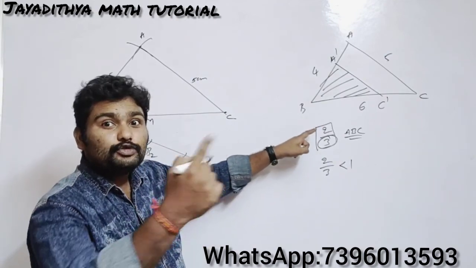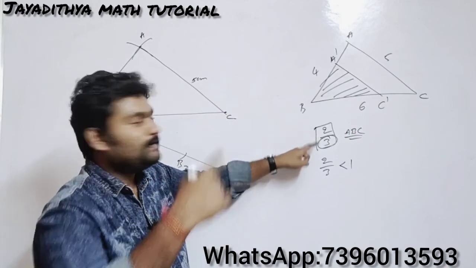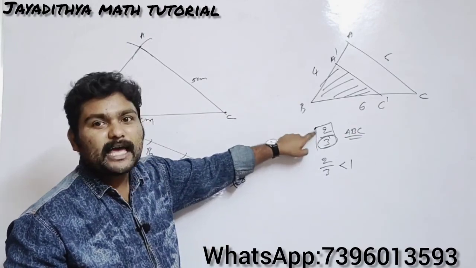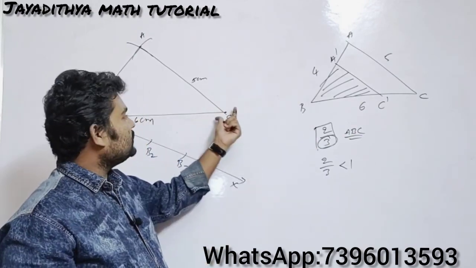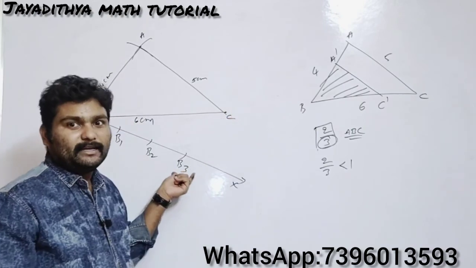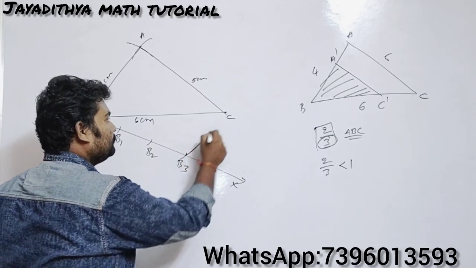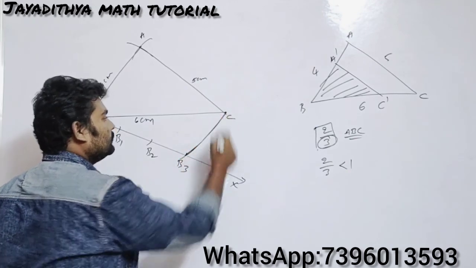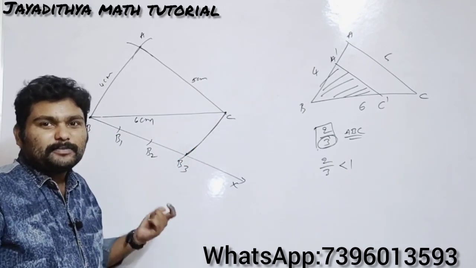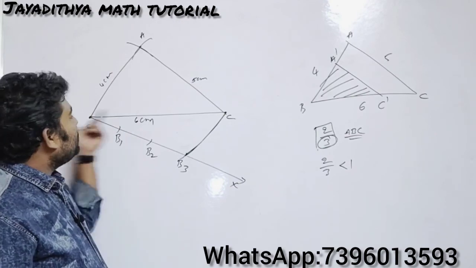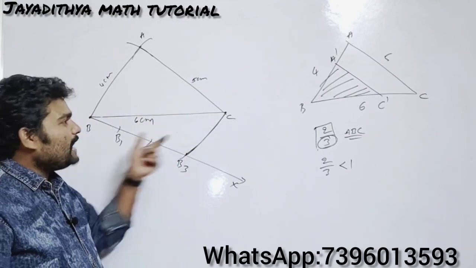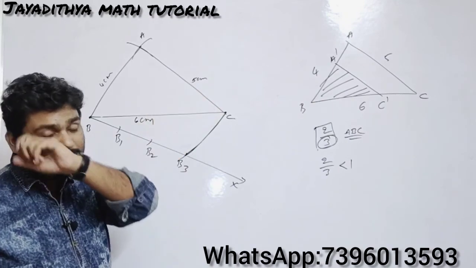After this, see here. The similar figure is 2 by 3 of the first figure. That means the first figure's dimensions will be 3 and the similar figure's dimensions will be 2. So the original figure should be matched with B3. Join C and B3. Actually here we are using the basic proportionality theorem only. We are trying to make BC into 3 parts, and then we will take 2 parts for the similar triangle.